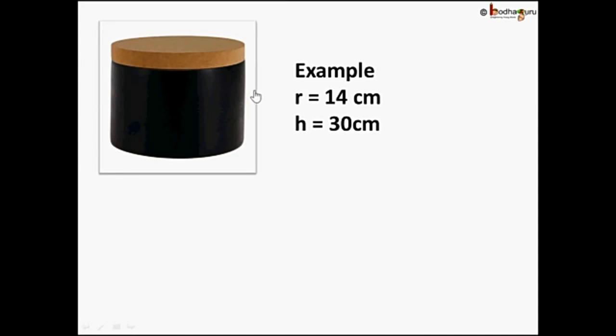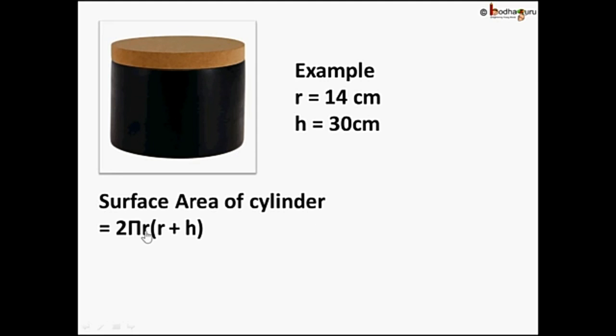An example of the total surface area of a cylinder. The radius is given as 14 centimeters and the height is equal to 30 centimeters. As discussed, the surface area of the cylinder is the sum of the areas of all the three faces. So it is 2 pi r into (r plus h). The pi value is 22 by 7. Substituting the r and h values, we get 2 into 22 by 7 into 14 into (14 plus 30). 14 is the radius and the height is 30 centimeters.